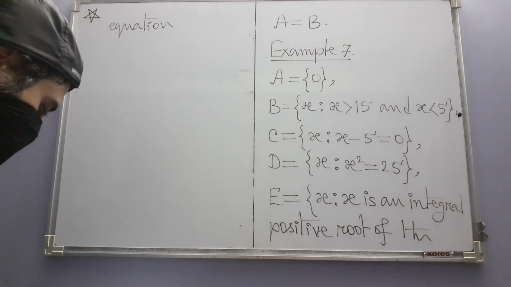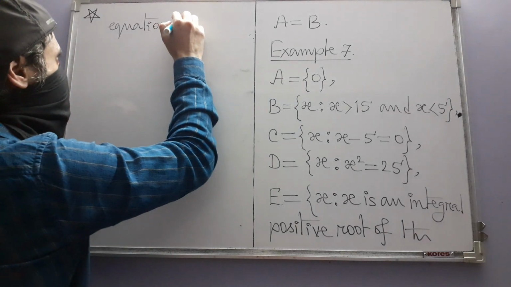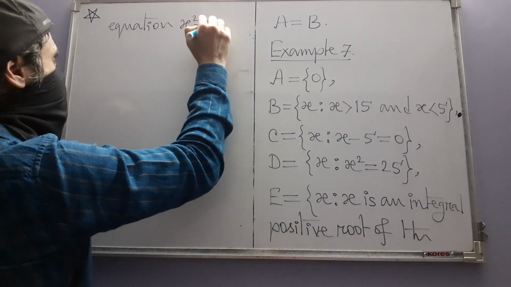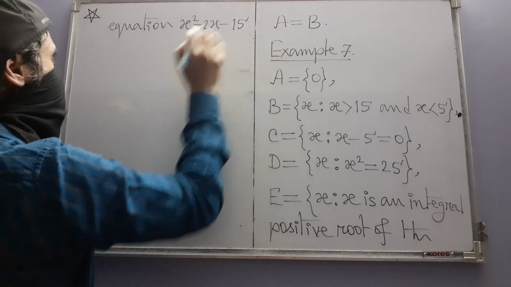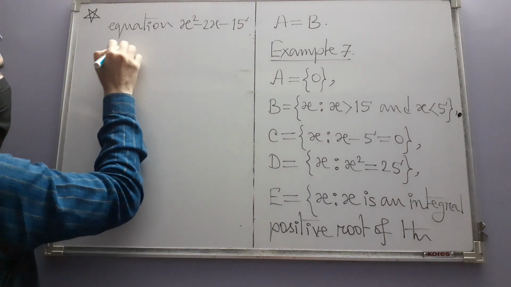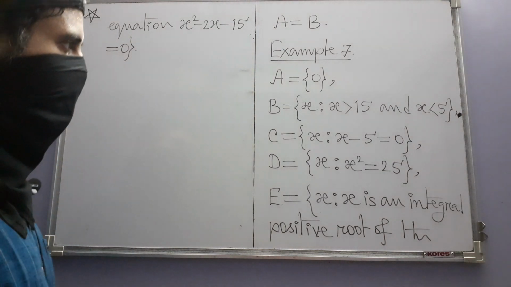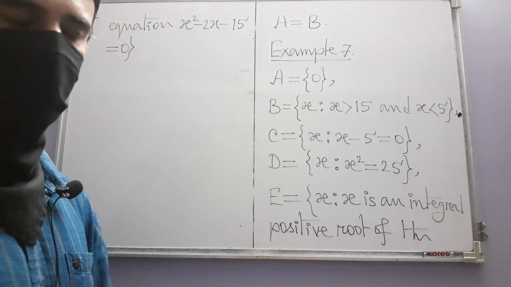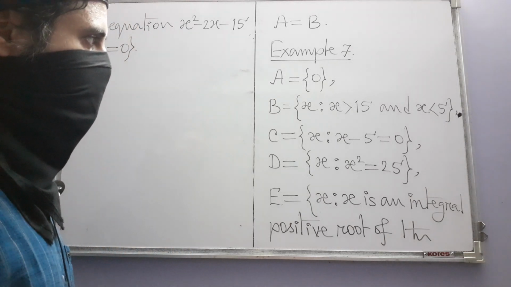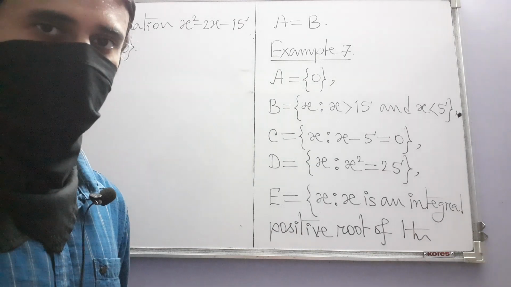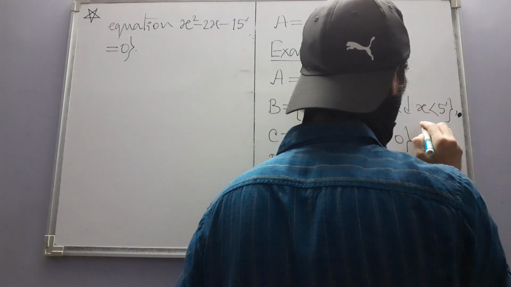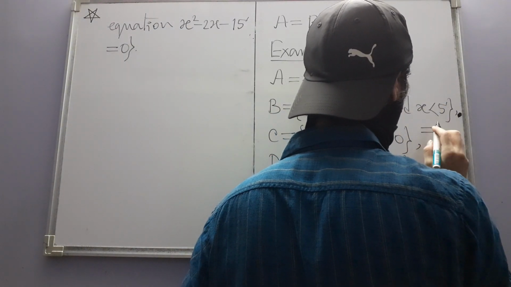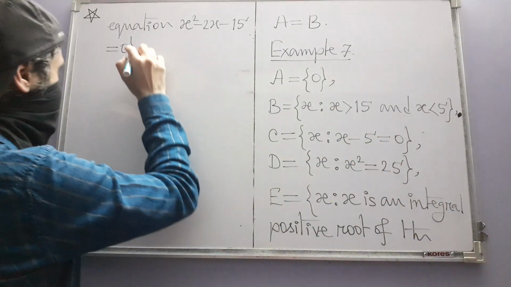A quadratic equation, and it is x square minus 2x minus 15 is equal to 0. So in order to decide which sets among these are equal, let us decipher the sets, so to speak, by actually finding their elements. Okay, let me write here.